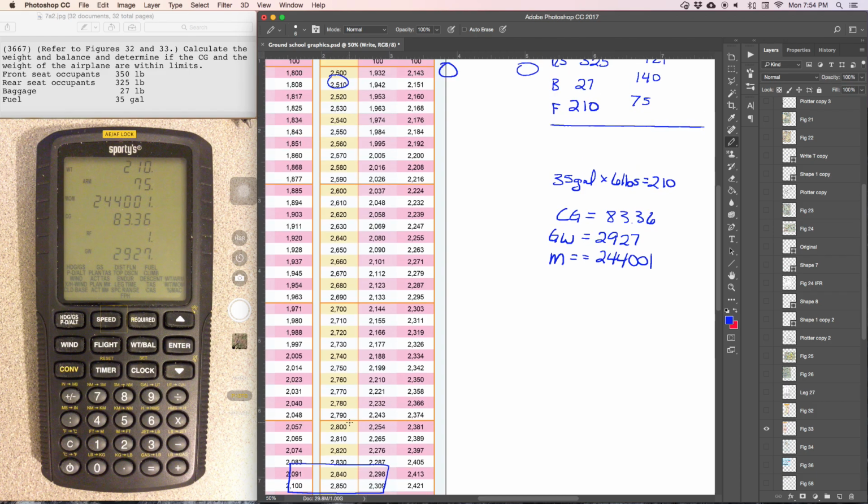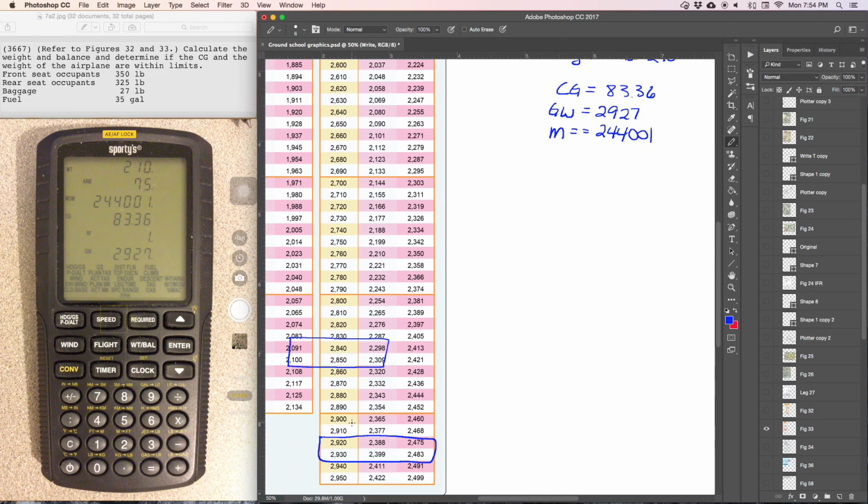And the moment, the minimum moment divided by 100 is probably closer to the 233. So 244 divided by 100 would be around 2440. We're good here because this is smaller, and the maximum is 2483. So we are in between these, and coincidentally, we're also in between these two digits also. So we are within max gross limits, and we are within center of gravity limits.